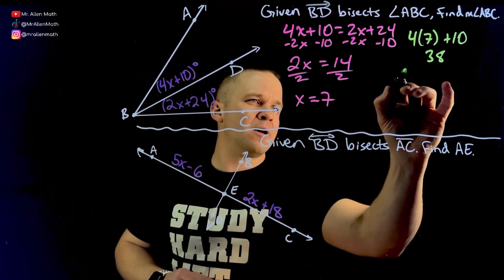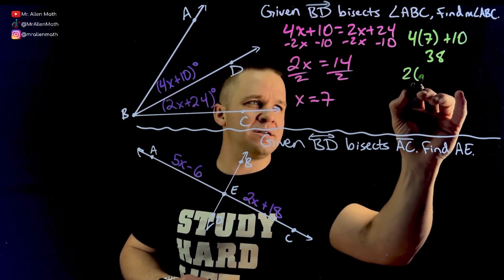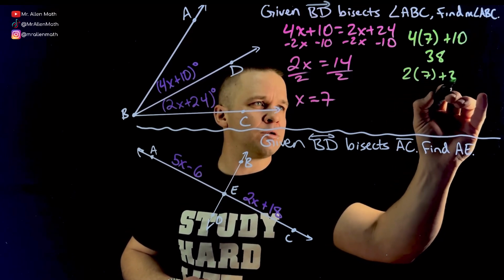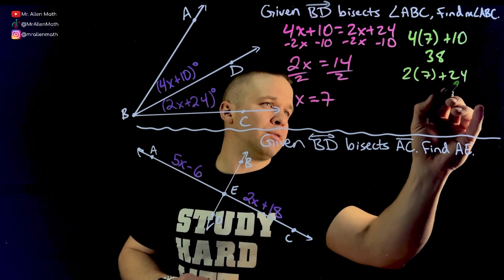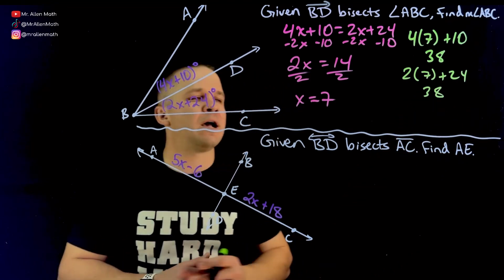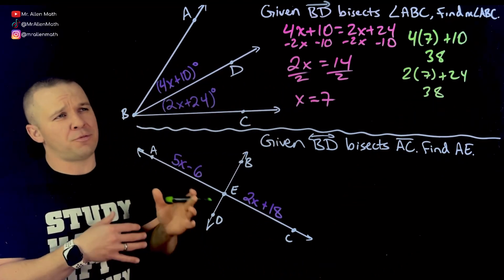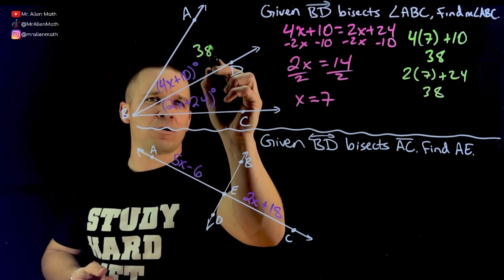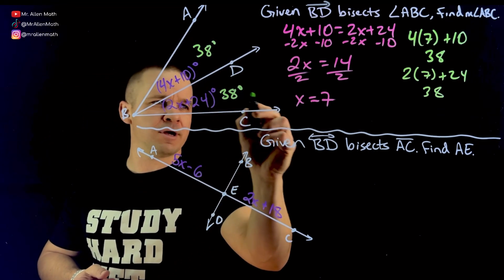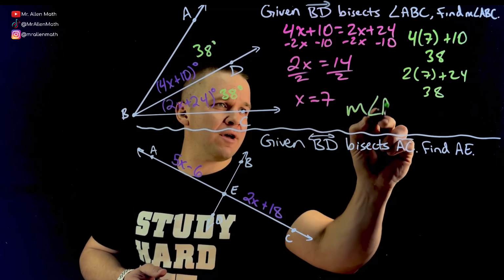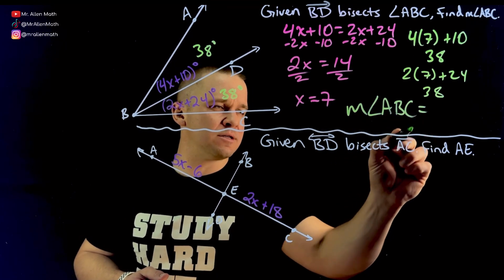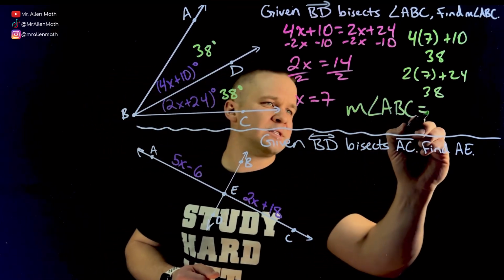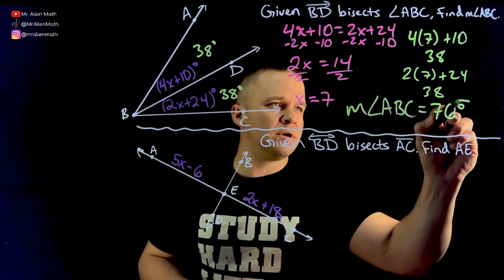Let's double check and show you that they are in fact the same. 2 times 7 plus 24 is 14 plus 24, which is 38. Now, if I add 38 and 38 together, that's 76. So this is 38 degrees, 38 degrees. The measure of angle ABC is 38 plus 38, 76 degrees.